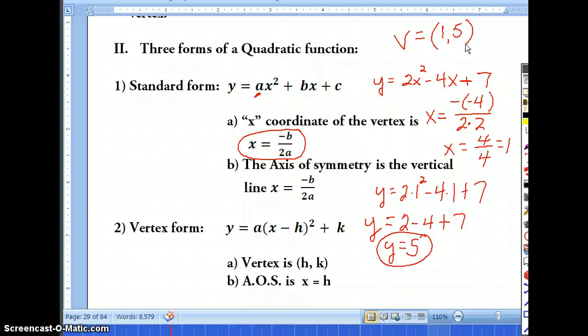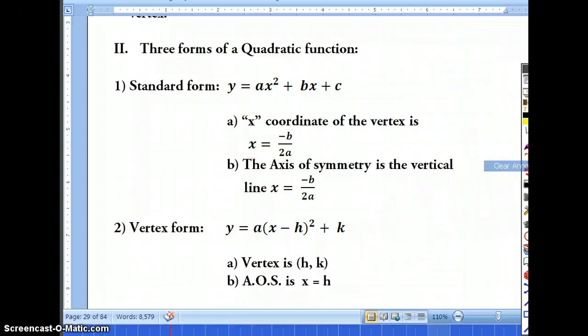So that's the standard form. I'm going to clear this off. The vertex form. This looks very similar to our absolute value function form. The A value does the same thing it did with absolute values. If the A is positive, the U is up. If the A is negative, the parabola is down. The vertex is (h, k), just like it was with our absolute value function. And the axis of symmetry is going to be that value of h.